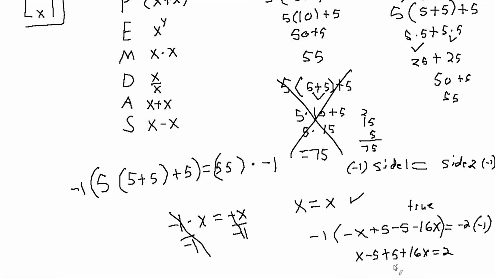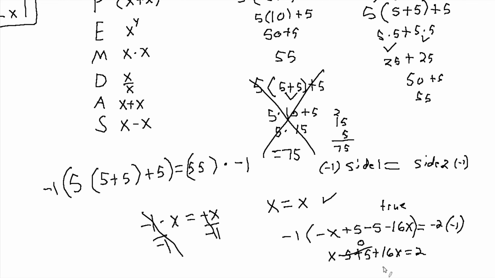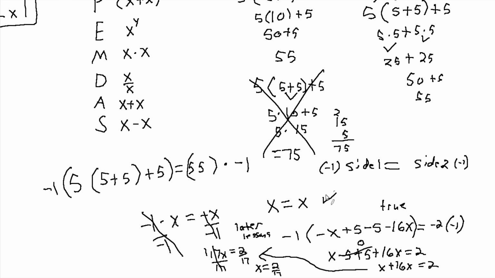We have -5 plus 5 is 0. We get x plus 16x equals 2. Go ahead and do x plus 16x. You get 17x equals 2. 17x divided by 17, you get 1x on that side. You solve for x, you get x is equal to 2 over 17. If this still doesn't make any sense, don't worry. We will go over this again in another lesson.